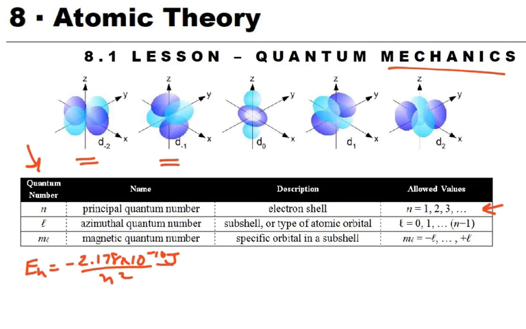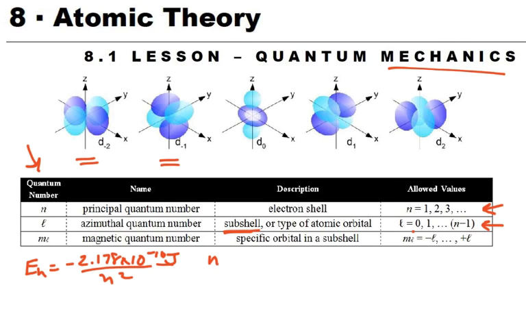Okay, the azimuthal quantum number, or also called the angular momentum quantum number, that is telling us about the subshells. For example, like an s orbital, a p orbital, or d orbital. And the rule for that one is that it can be anywhere from 0 to n minus 1, going up by integers. So examples are a little better.